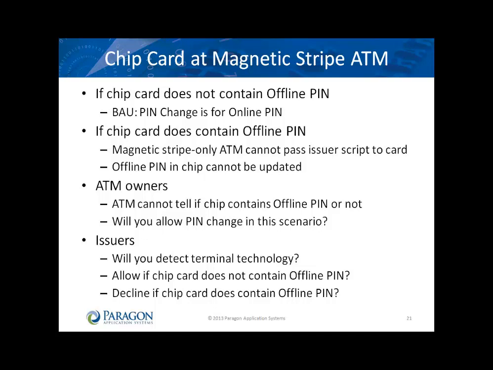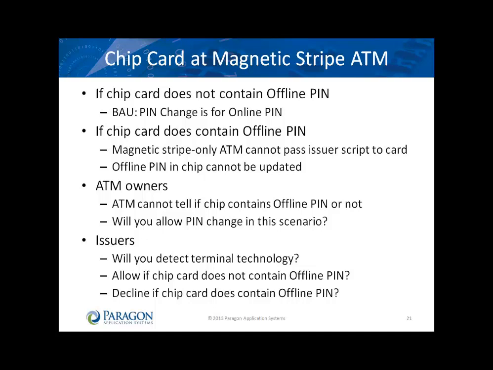If the chip card does not contain an offline PIN, the PIN change can be done for the online PIN, business as usual. But if the chip card does contain an offline PIN, the magnetic stripe ATM cannot pass an issuer script to the card, so the offline PIN in the chip cannot be updated. The ATM can tell by looking at the service code in the magnetic stripe that this is a chip card, but the ATM cannot tell if the chip contains an offline PIN or not. As an ATM owner, do you want to allow PIN change in this scenario?